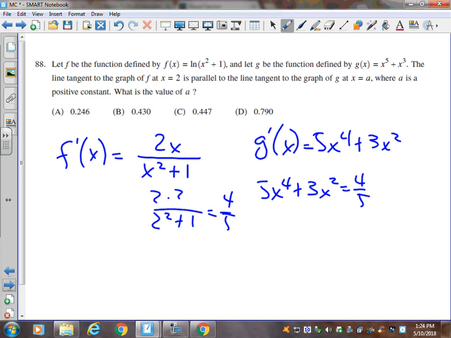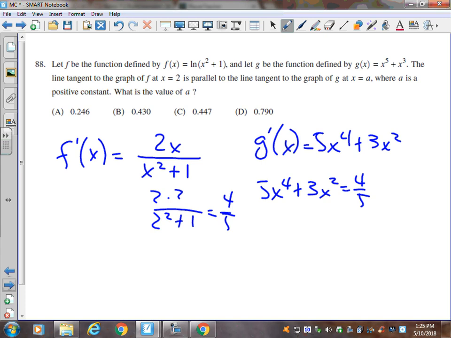I think the correct answer to that one was C, if anybody wants to play around with checking their answers and trying questions again. But that's how you go about that one. And it's not complicated because it's what we know about slope. We know parallel lines have equal slopes, so we just get the derivatives, evaluate one, and set it equal to the other one.